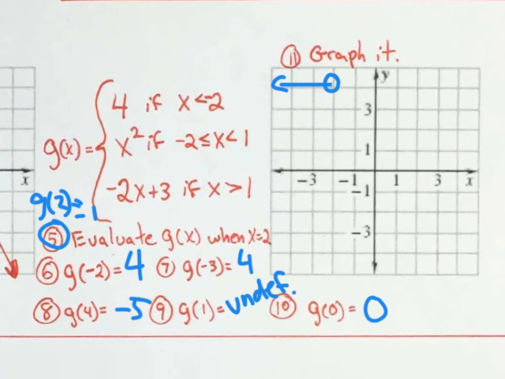Let's move on to the next piece. The next piece is what? x squared. And what does that look like? Does that look like a line? No, that's a parabola. Ladies and gentlemen, it's the easiest type of parabola. It's actually the parent graph of all parabolas. It has the vertex at 0, 0.